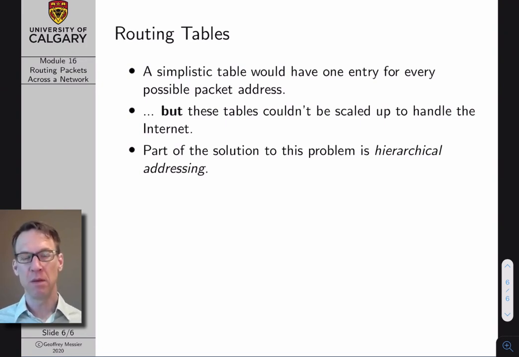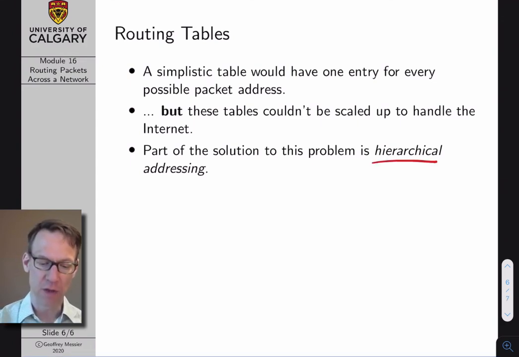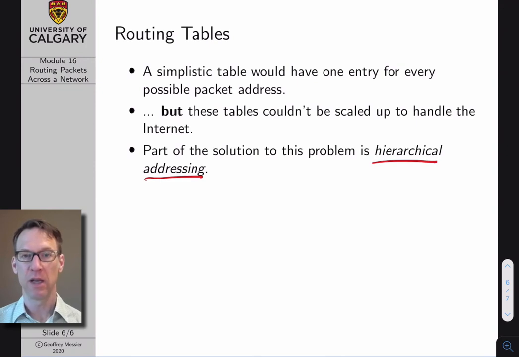But it becomes impractical to keep these tables up to date. So if we have billions of entries in every single routing table, every time a node is added to the network, every time it's removed from a network, all of these routing tables have to change, and very quickly this becomes impractical. And so having one entry for every address isn't practical if we want to scale this up to the internet. And so, as it turns out, the solution is going to be using something called hierarchical addressing, which is going to be the topic of our next video.